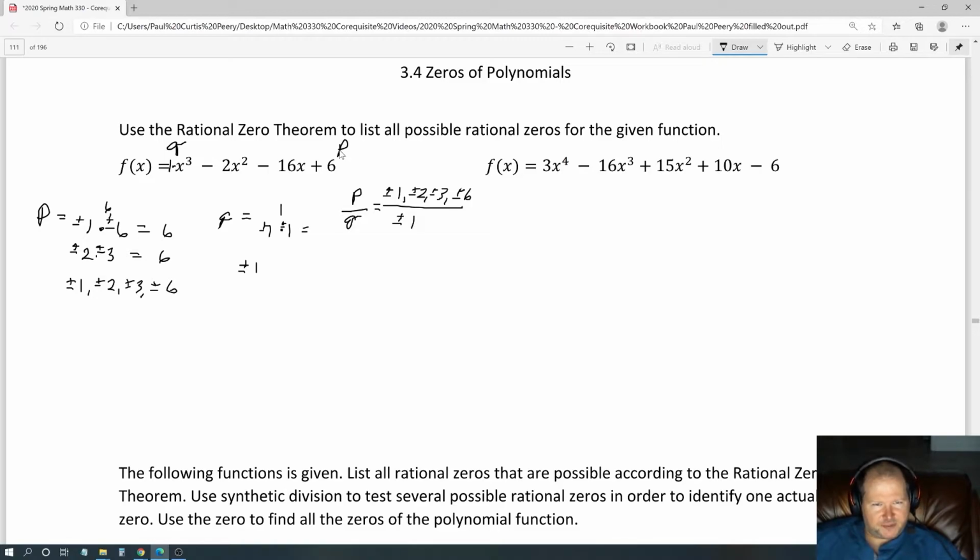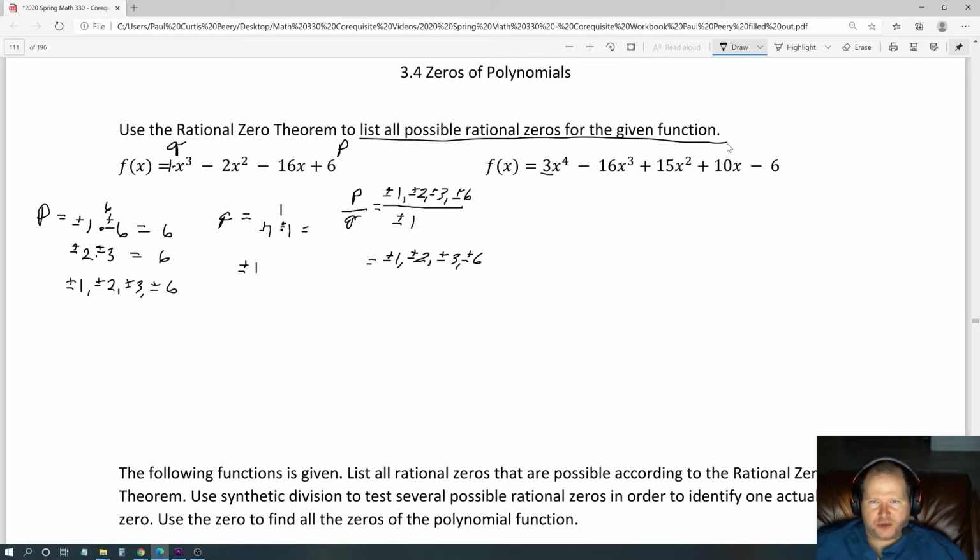Now we're going to simplify this because we can. So if you divide plus or minus 1 by plus or minus 1, you're just going to get plus or minus 1, right? And the same thing with all these, because you have it over plus or minus 1, they're just going to simplify as plus or minus the numerator in this case. So this simplifies to plus or minus 1, plus or minus 2, plus or minus 3, and plus or minus 6. So this is the list of all possible rational zeros for the given function. All right, cool. Let's try the next one.